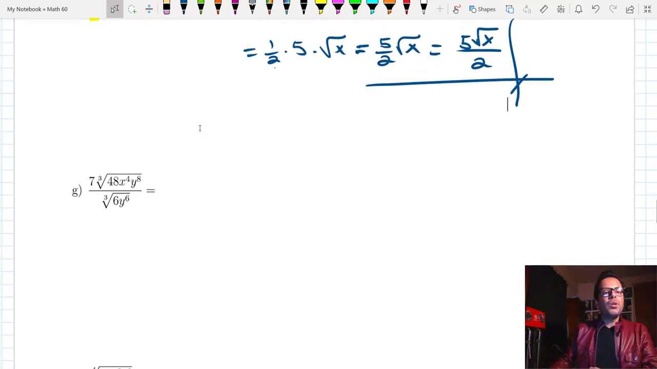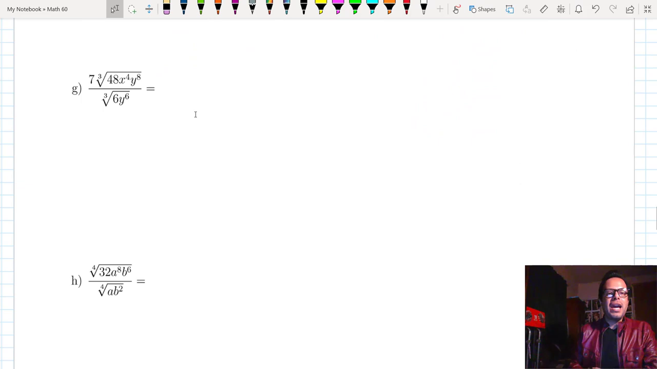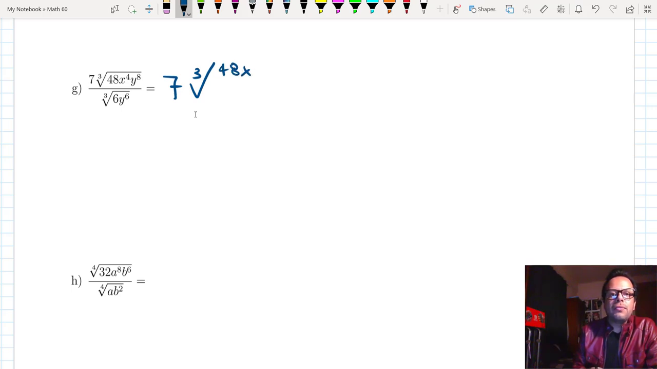Let's do a similar one now, one that has cube roots. Okay, in this case, this 7 is in the numerator. Don't worry about it, right? This is just 7 times the cube root of, okay, let me write down 48x to the 4th power y to the 8th divided by 6y to the 6th.